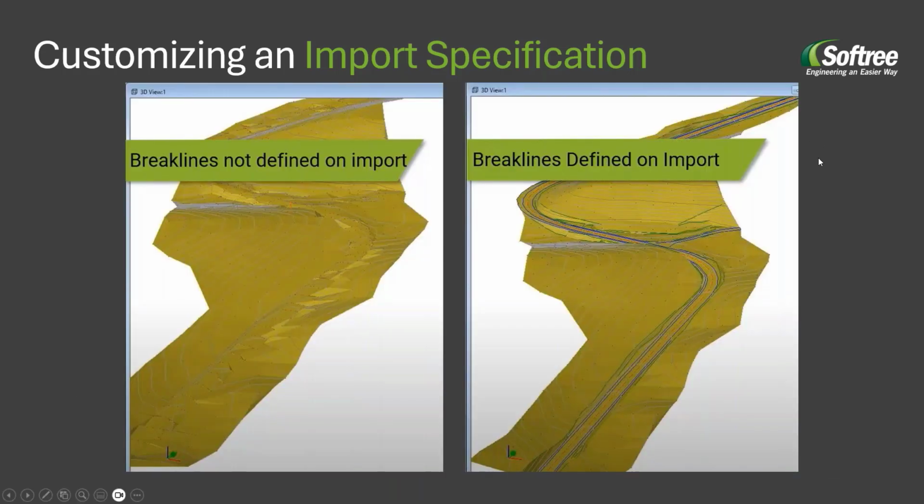And here's just an example of the other piece that you can include in an IOP, which is defining which line types, or features I should say, become break lines. So a model without break lines has a very different look than a model with break lines. They have a very important role to play in conventional survey data import, and you can have those features defined as break lines as a part of your specification.